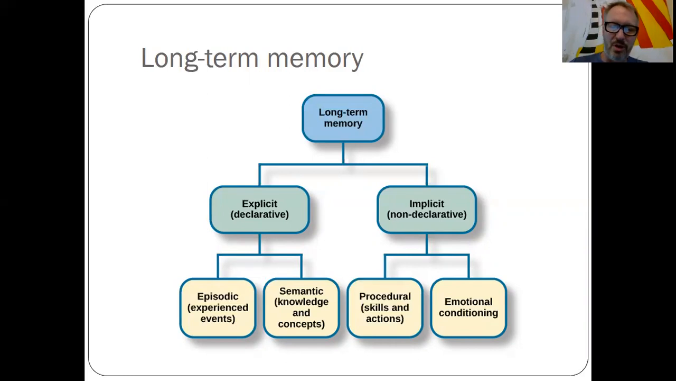Those include our episodes of our life. So if you have lived through the birth of a child, you remember your high school graduation, you remember your first kiss, all those sorts of things. Those are episodes in your life that are part of declarative or explicit memory. And we actually store those by telling ourselves our stories.